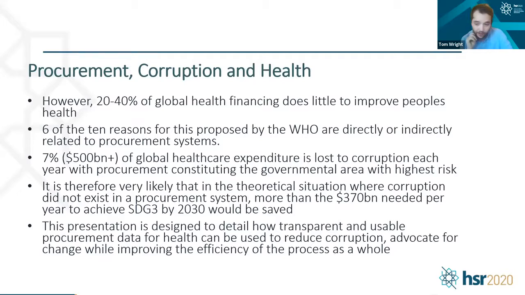This is combined with the fact that 7% of global healthcare expenditure is lost to corruption. This is part of that 20 to 40% figure, but is worth about $500 billion a year. It's therefore very likely that in a theoretical situation where there was no corruption in a procurement system, more than the $370 billion per year needed to achieve SDG 3 would be saved.